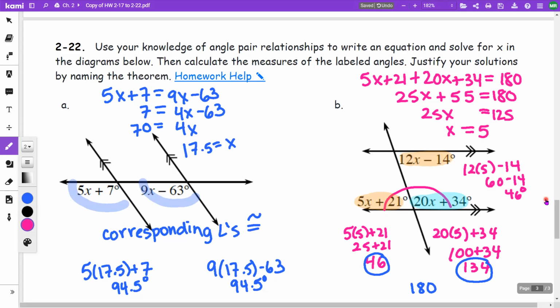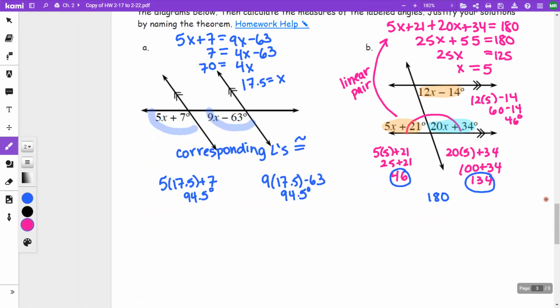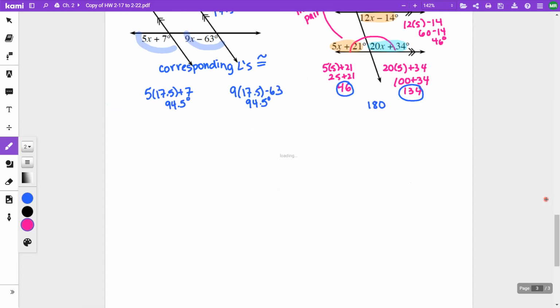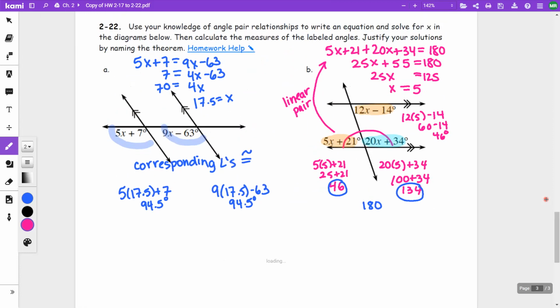Now, the reasoning I used to write my equation, again, there are different equations you could have used. I did a linear pair. Some of us might have done the orange ones and set them equal and done alternate interior angles. Some of us might have done the 12x minus 14 and the 20x plus 34 and did same side interior equal 180. And that's the end of this video.